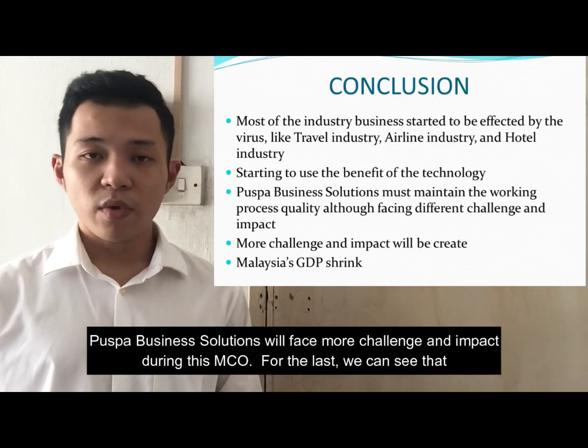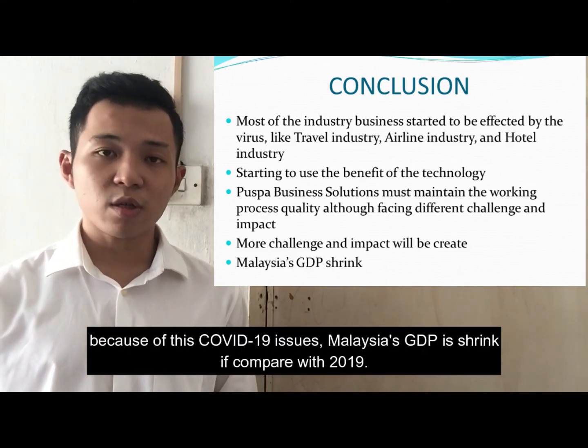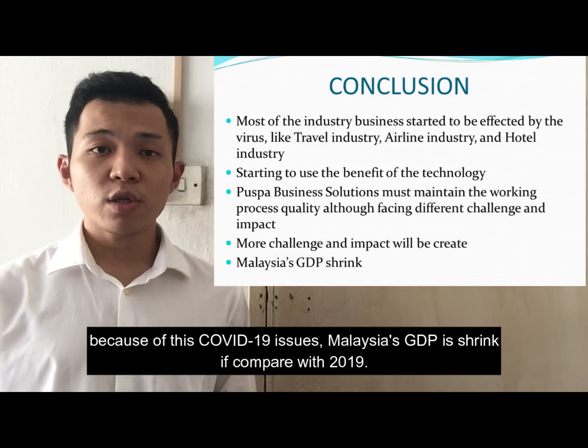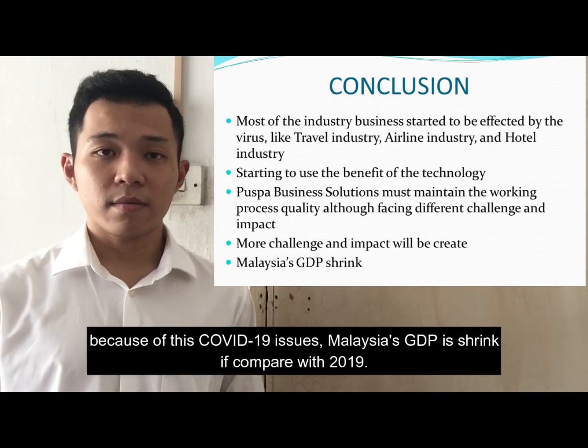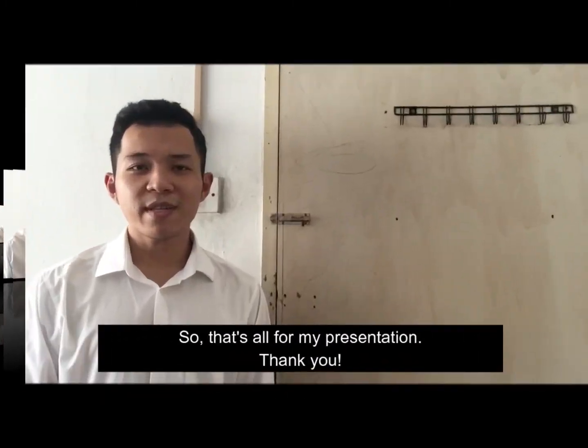So for the last, we can see that because of this COVID-19 issues, Malaysia's GDP is shrink if compared with 2019. And so that's all for my presentation.